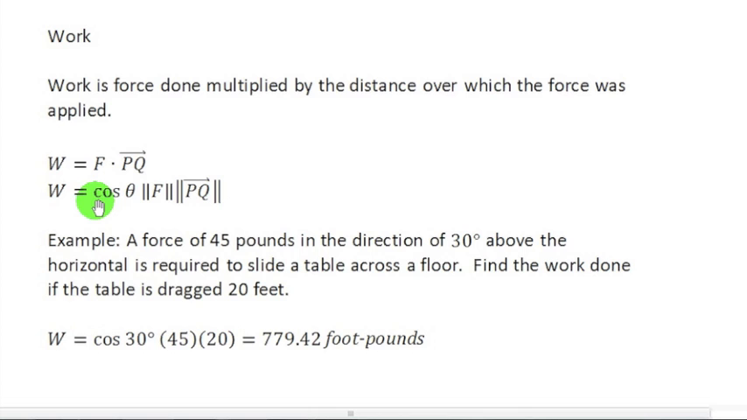We're going to use the second of our two formulas because they gave me the angle, the magnitude of the force, and how far I was going to push it. So it's preset, just plug it in. It's the cosine of 30 degrees times 45 pounds, that's my force, times the 20 feet that I'm dragging that object, which gives me 779.42 foot-pounds. And that is basically section 6.4.